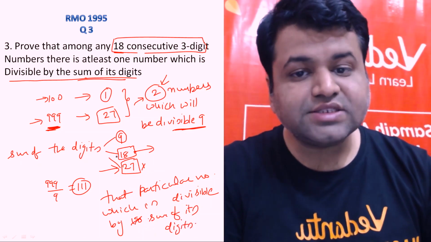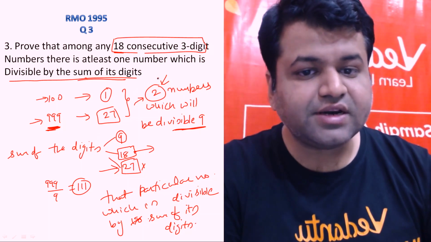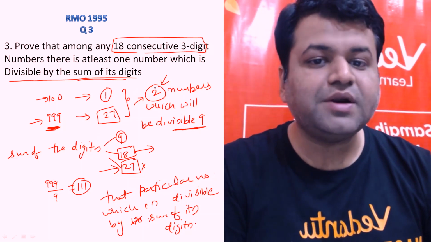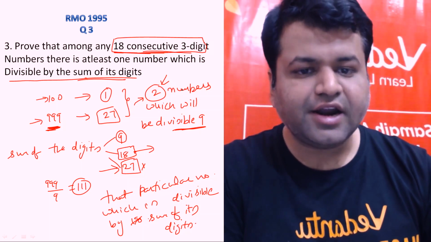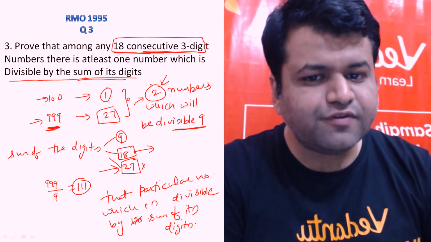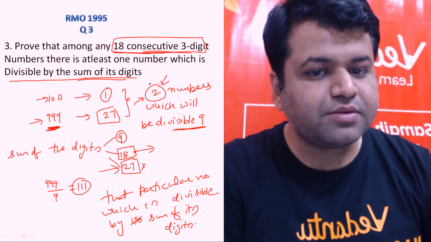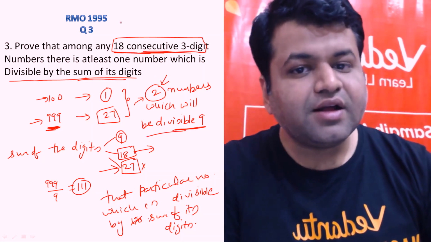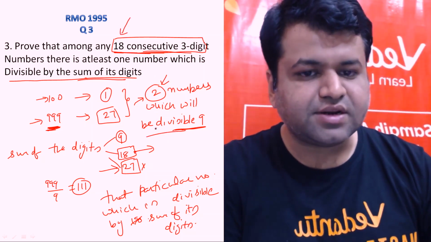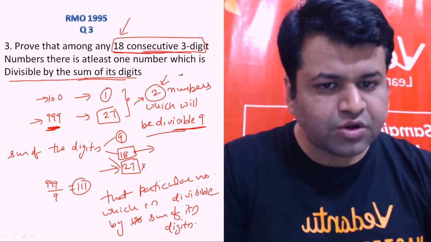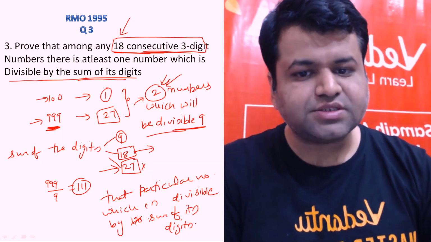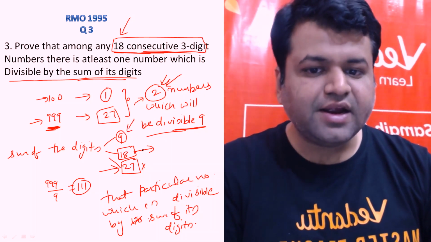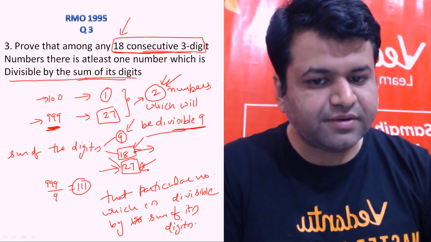We have made three cases. First, we have considered that there will be two numbers which will be divisible by 9 among the 18 consecutive 3-digit numbers, and I hope it is obvious that there will be exactly two such numbers. Now we are considering the sum of digits of only these two numbers. The sum of digits can be 9, 18, or 27, right?